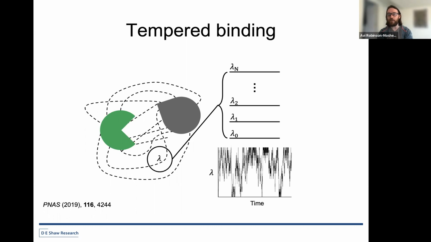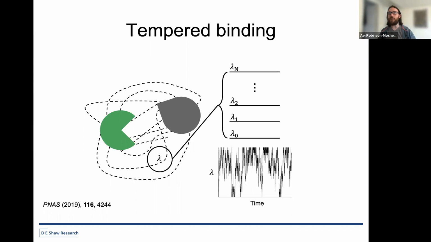This here is an illustration of what that looks like in a tempered binding run. And it's basically jumping around these different lambda rungs. Each lambda corresponds essentially to a scaling of one of those interactions. And it's saying, you're going to spend some time at the bottom here where you're in essentially the normal interaction physics. You're going to move around a bunch. You get to dissociate, move around, reorient, and then come back together.